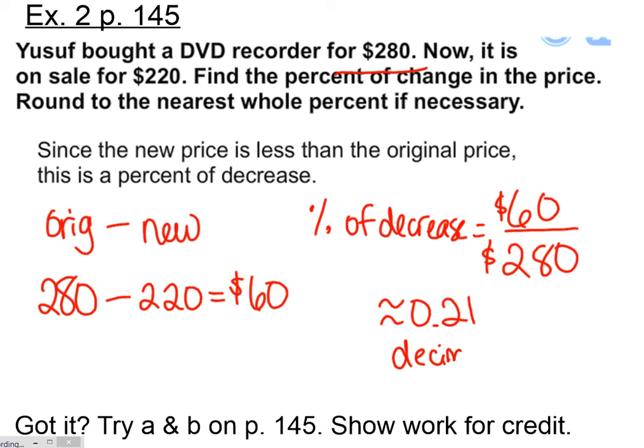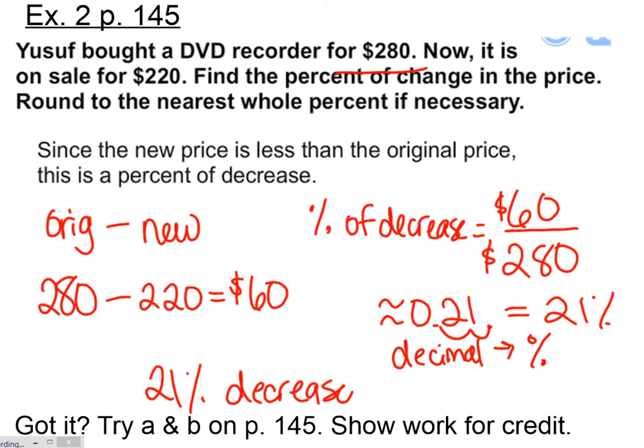And in order to change your decimal to a percent, you need to multiply it by 100 or move that decimal 2 places to the right, and that gives you 21% decrease. So the amount of decrease was 21%.